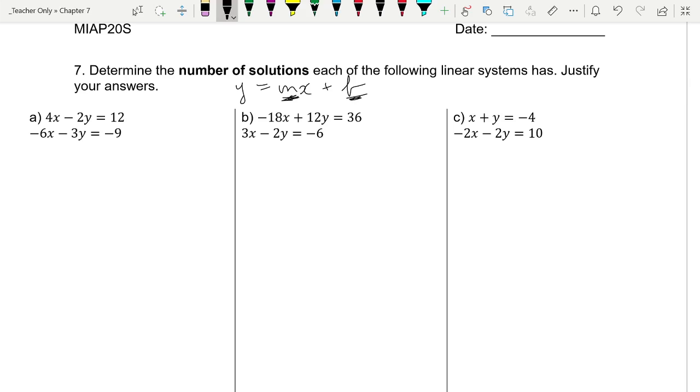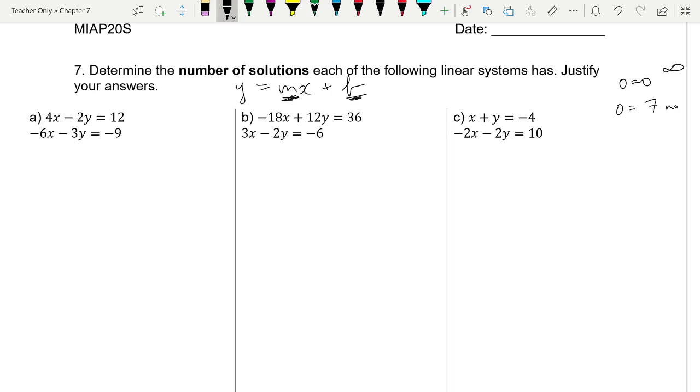The other way to do it is to approach it like algebra. If you end up with a statement like 0 equals 0, congratulations, you had the same line twice, infinite solutions. If you end up with something goofy like 0 equals 7, where both of the variables cancel but the other side still has a constant, that means no solutions because you've hit parallel lines. And if it solves, then obviously you have a solution.